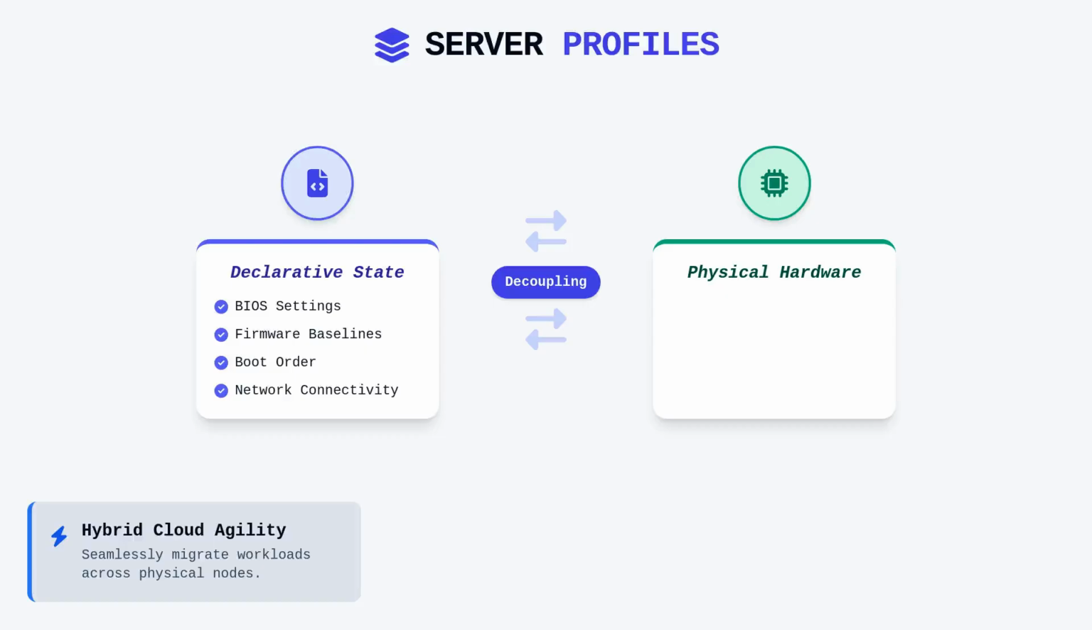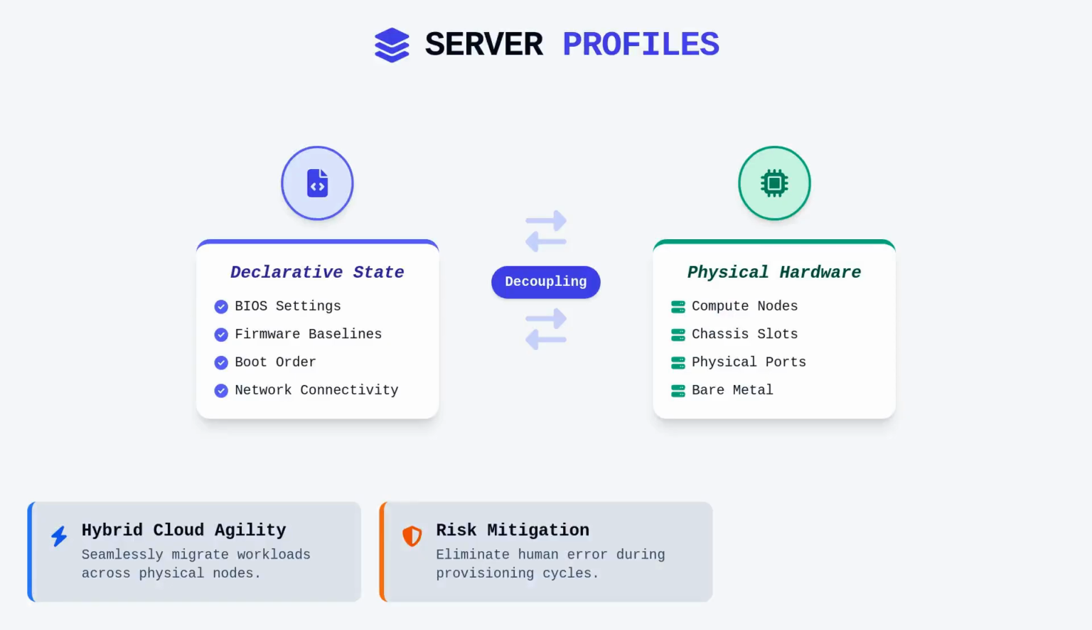The mechanism relies on an underlying model where the profile acts as a template, ensuring that consistent policies are enforced regardless of the server's chassis or slot placement. By defining these attributes centrally, you reduce the risk of human error during provisioning cycles, which is a common bottleneck in high-density enterprise data centers. You must view the profile as a declarative state that the management layer continuously monitors and reconciles against the current physical implementation to ensure strict compliance.